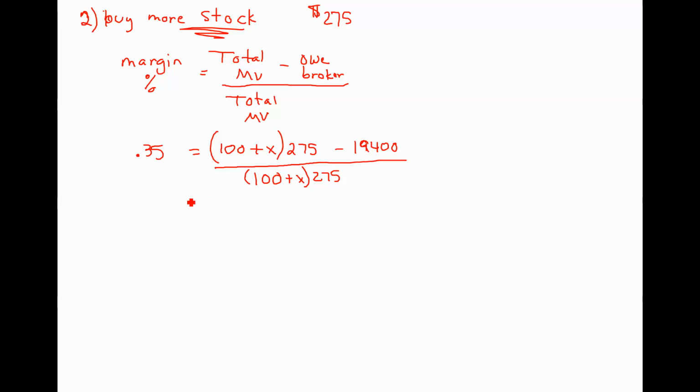So 100 times 275 is 27,500, times 0.35 gives me 9,625. Then 275x times 0.35 gives me 96.25x equals 27,500 plus 275x. That's not 27.5, it's just 275x minus 19,400.